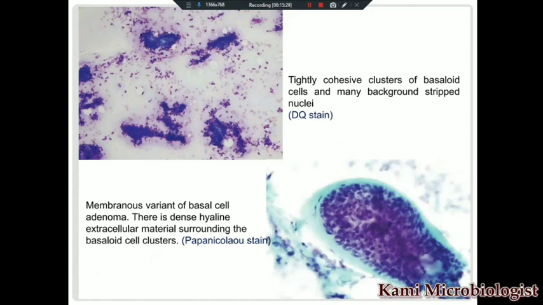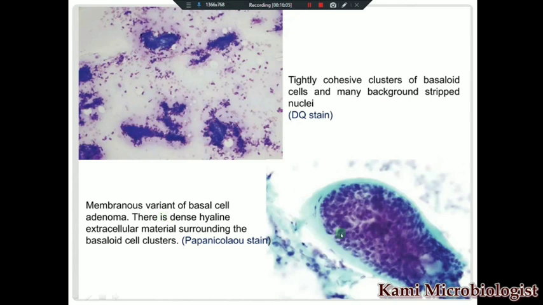Then we have DQ stain. In DQ stain, this field is showing tightly cohesive clusters of basaloid cells and many background stripped nuclei. Remember, guys, the fields which I am showing here, some of them are benign and some of them are cancers. But as I already told you, this technique should be done when there is an abnormality. That's why it's really important.